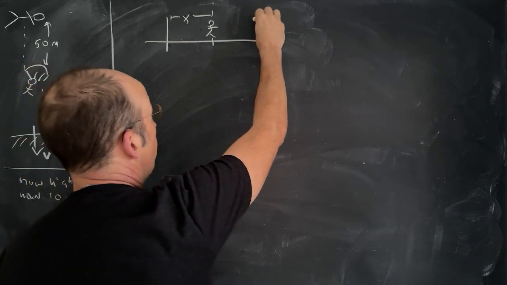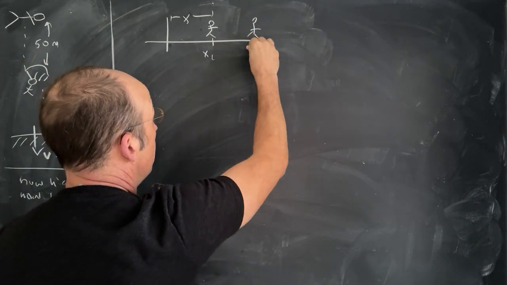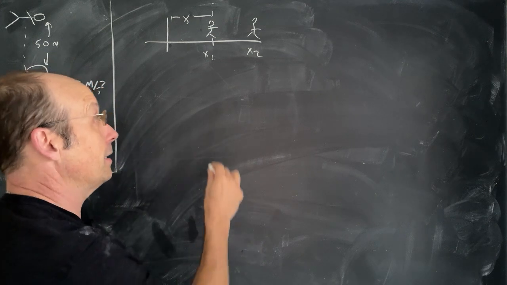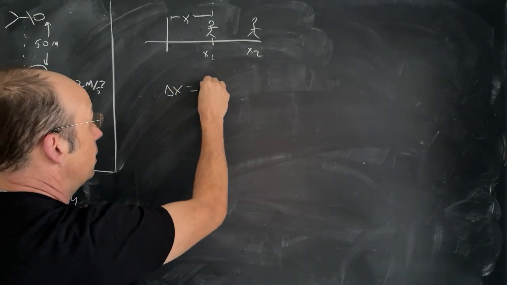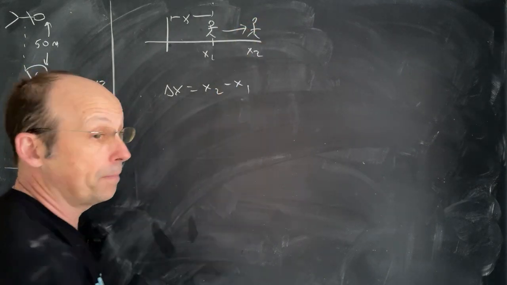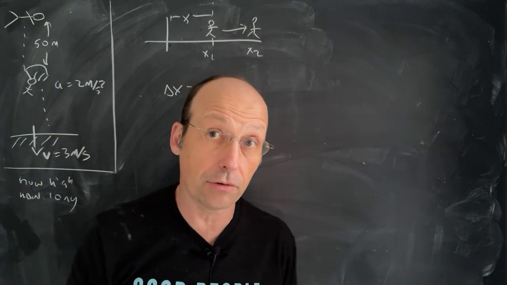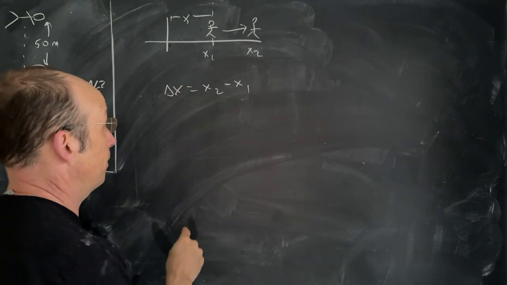However, if that person moves over here, so let's call this x1, and they move over here to x2, then I can describe a displacement. Delta x is x2 minus x1. That's how they moved. Okay, and we're going to do this as a vector later on, but for now we're just using scalar values, and we'll talk about vectors later.